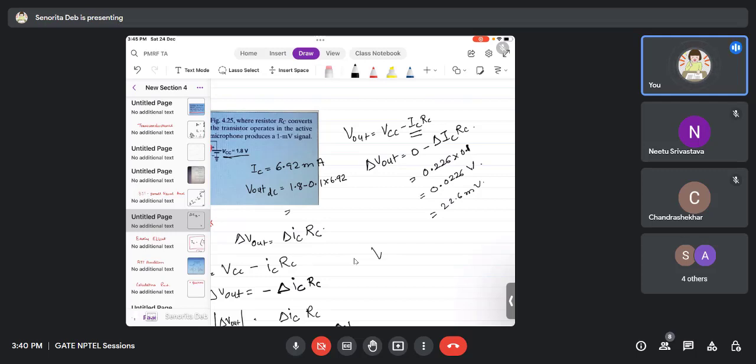And what is V out? V out will be VCC minus ICRC. So VCC is 1.8 and IC was 6.92 milliamps. The change in current was 226 microampere, but the actual current is 6.92 into 0.1. So whatever the value is will give your DC value of V out. Now, when there is a current change, this DC value will change by the amount of 22.6 millivolts.